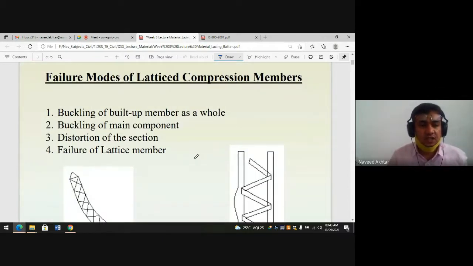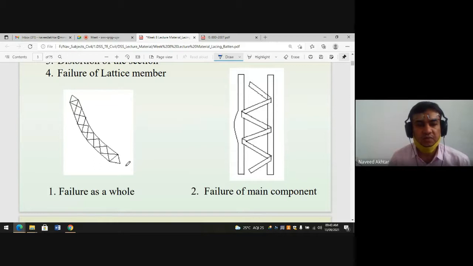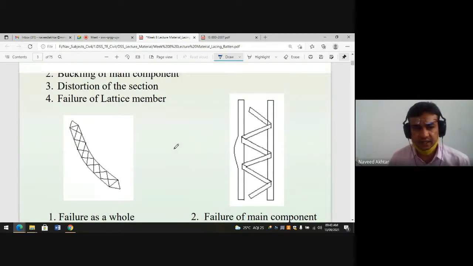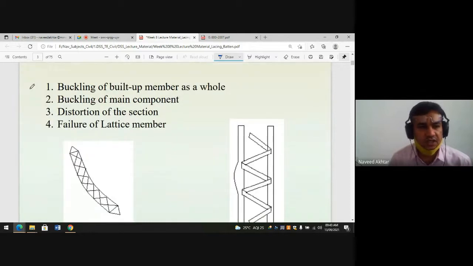Now we will see the failure modes of lattice compression members. In a lattice compression member or lacing system, the built-up member may buckle as a whole. The buckling of the whole member, where the whole member will buckle or bend, may happen. That is the first case. Second, the buckling of the main component. What are the main components in the lacing system? You know that these two columns are the main components.